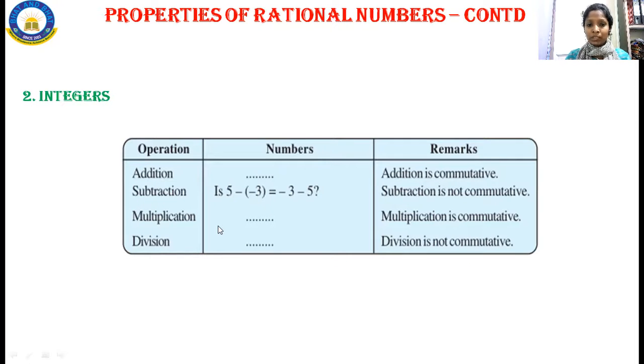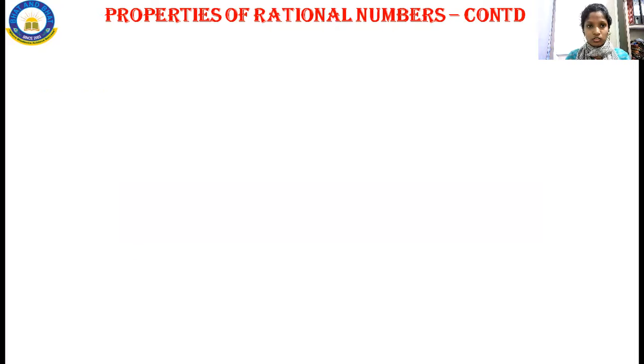And when I come to multiplication, LHS will be equal to RHS as usual. 5 into 3 is equal to 3 into 5. 5 3s are 15, 3 5s are 15, so multiplication is commutative. But when I come to division, 5 divided by 3, you will get one answer, and 3 divided by 5, you will get one more answer. So division is not commutative under the integers.